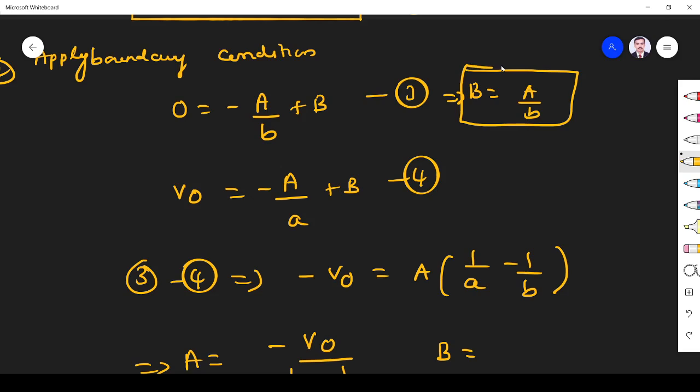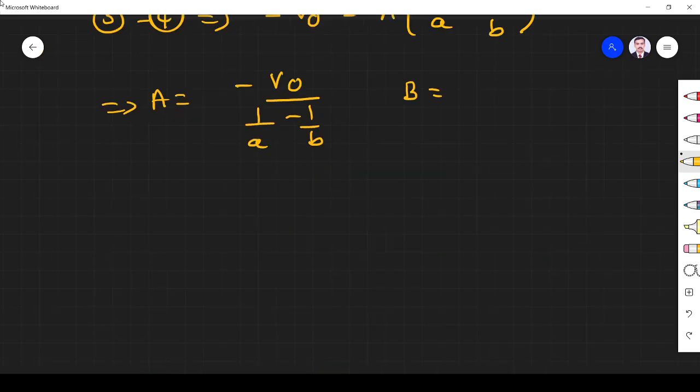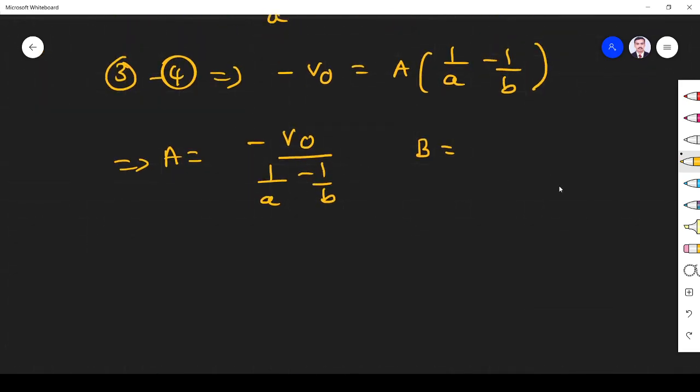Now we got the A value, fine. So B is equal to A by B. A is this one: minus V naught divided by 1 by A minus 1 by B. A by B, this is B. This is what my A and B are.